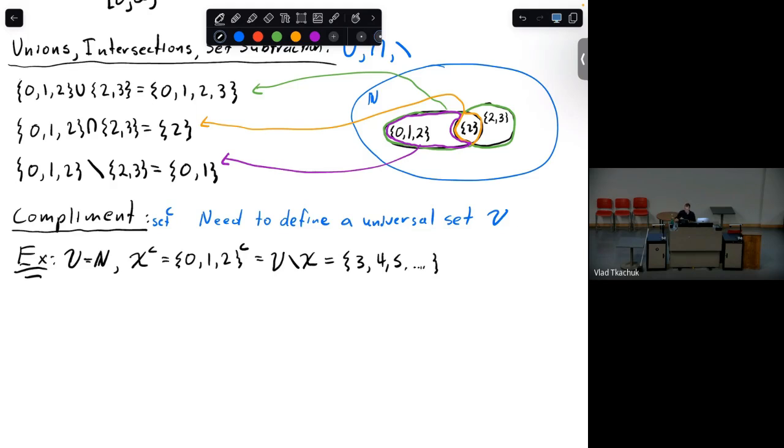And so what that would look like in this kind of drawing is basically everything outside here, and also including this region. So that would be the complement of this set 0, 1, 2, where 0, 1, 2 is this thing. So just everything outside. Okay.